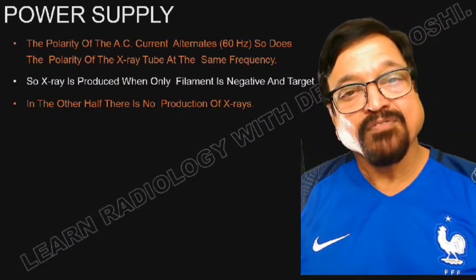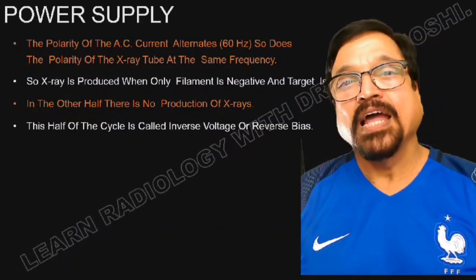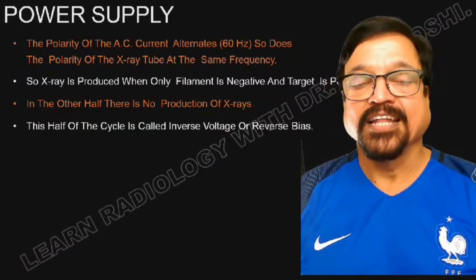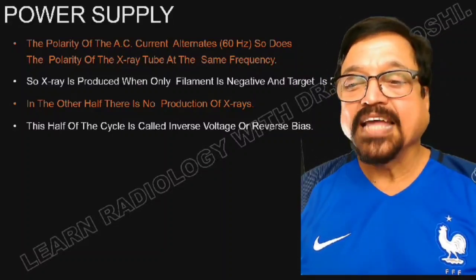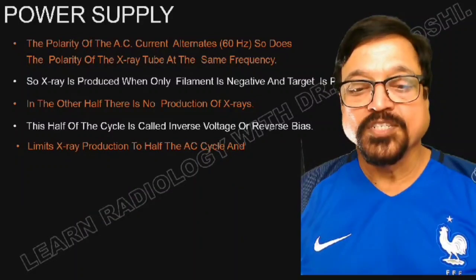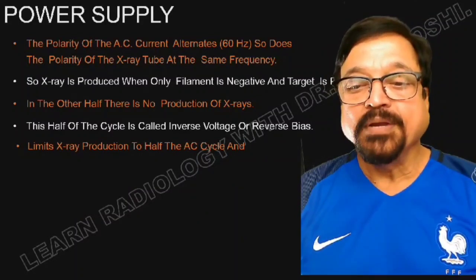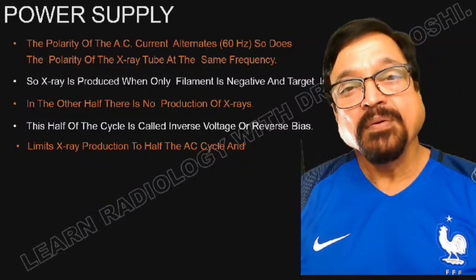If it is half-wave rectification, you can get alternate half which gives the X-rays, and if you want it continuous, then you will have to go for full wave rectification. Rectifiers will tell you how this is done. This other half of the cycle is called inverse voltage or reverse bias. That also we are going to see in a different lecture.